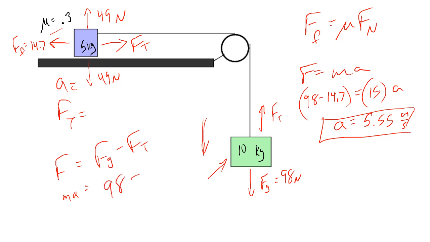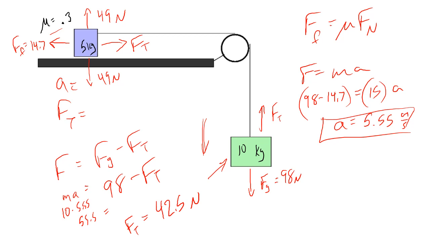So 98 minus Ft. M is going to be 10 times A is 5.55, so this is 55.5. Alrighty, so doing a little do-si-doseville, 98 minus 55.5, and we are going to get a tension force of 42.5 newtons. Ta-da! We are so talented.